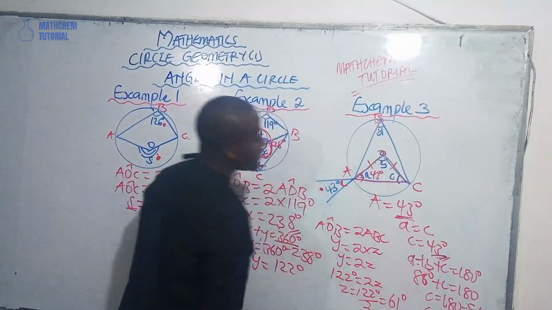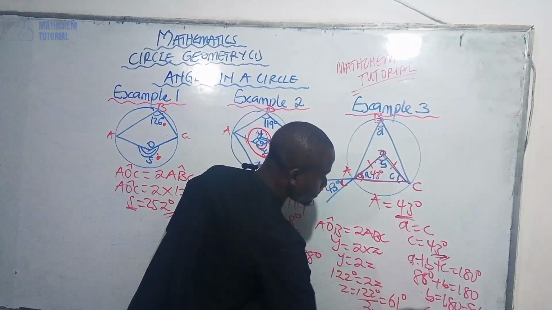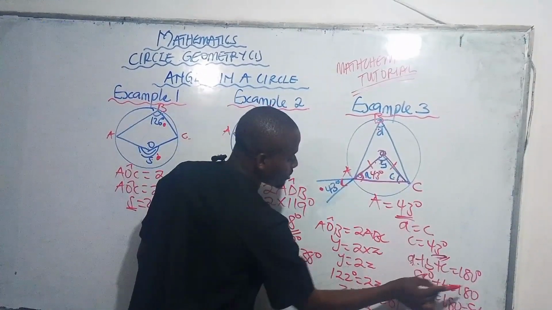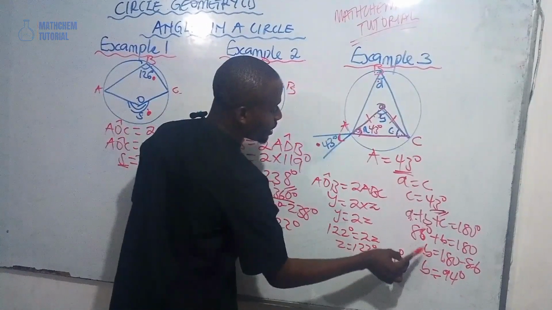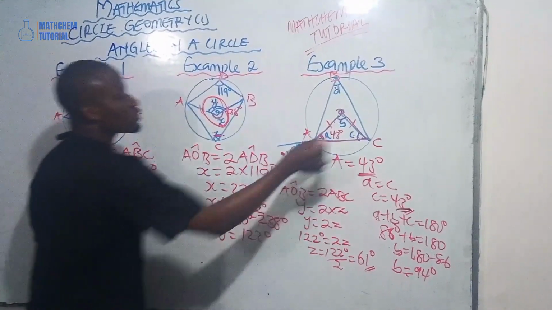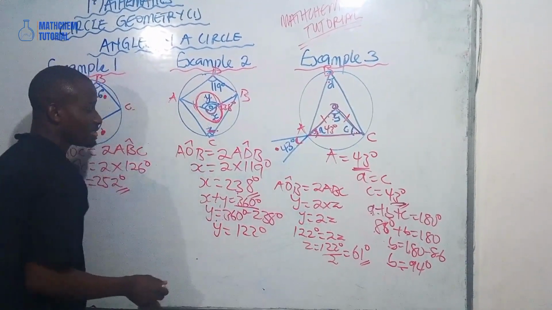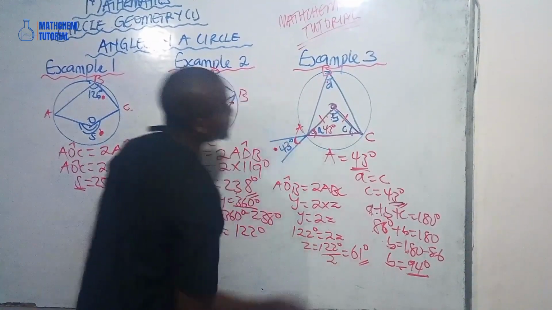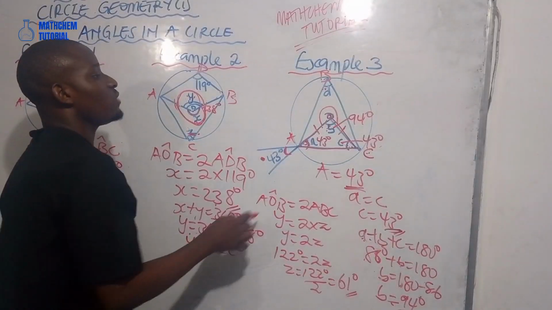So angle B rather, the angle here is B, because A plus C is 86 degrees, and B is going to be 180 degrees minus 86, and that will give us 94. So C here is 43, while B here is 94 degrees. And the last one we are going to look for is the angle D. Then we are left with what?